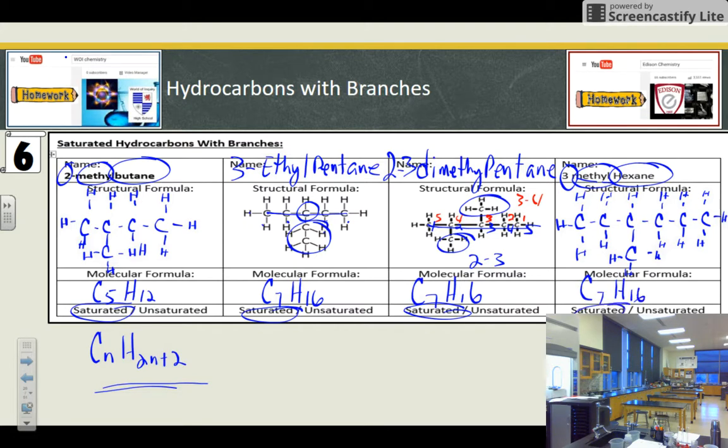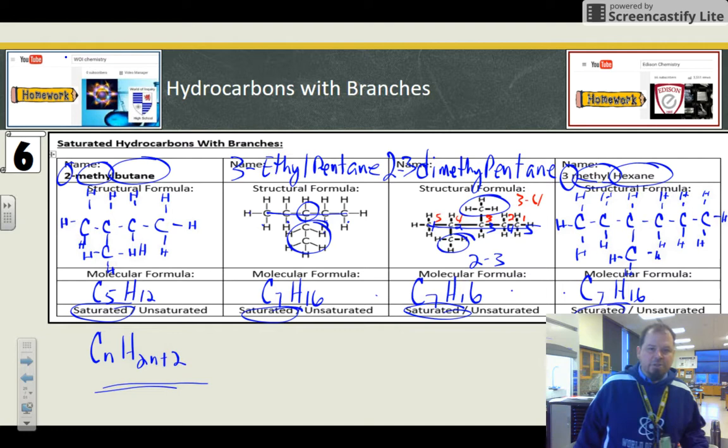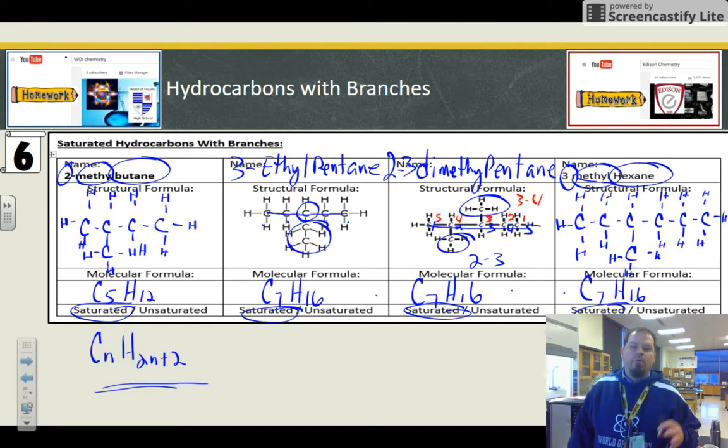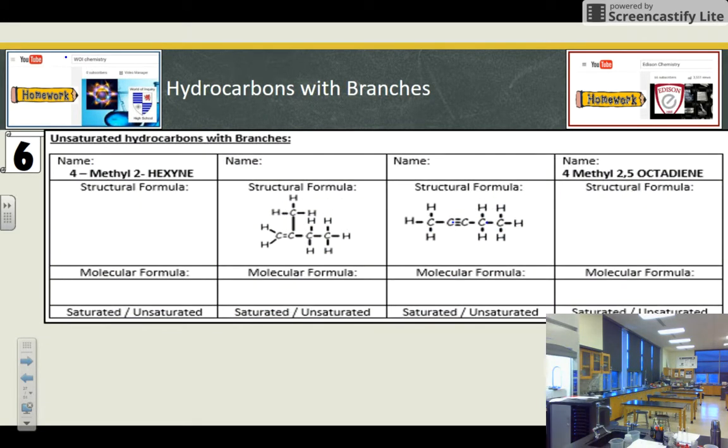C7H16. Same numbers of carbon, same numbers of hydrogen, but do the pictures look the same? No. We'll figure out what that means in another video. But just a precursor, it's an isomer. Next, double bonds and triple bonds is what we're going to put in there.